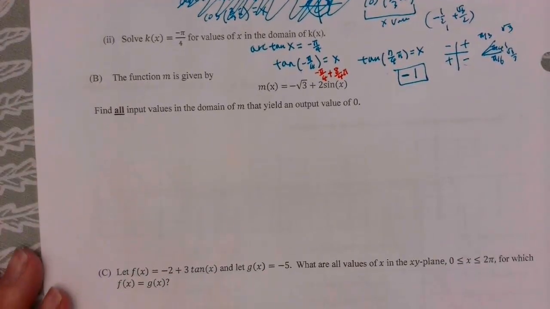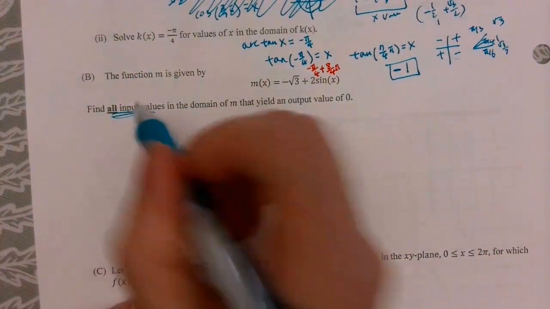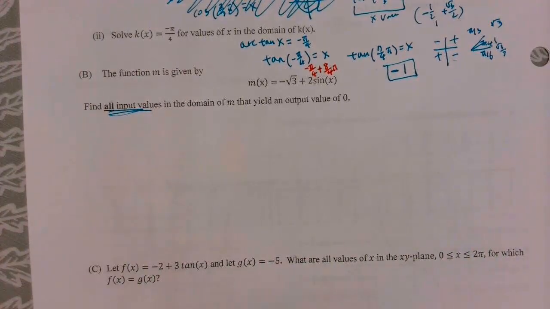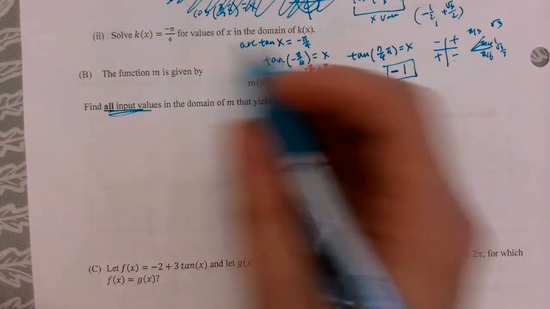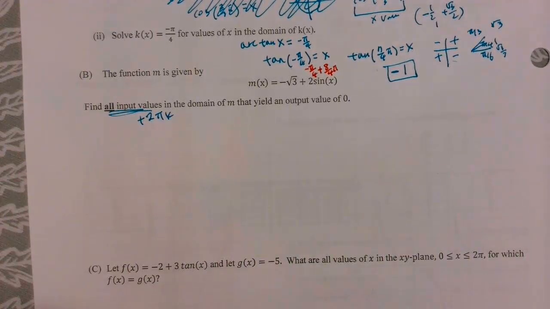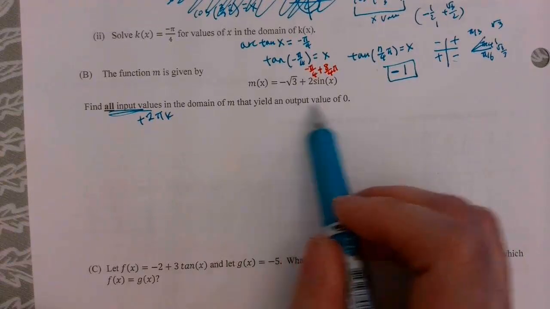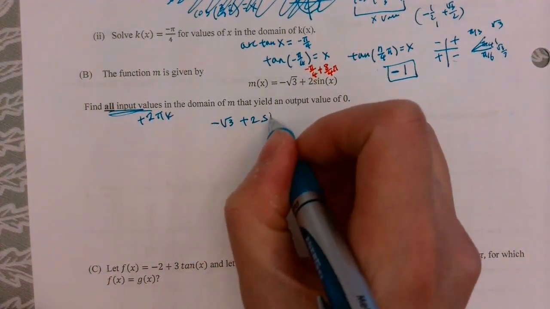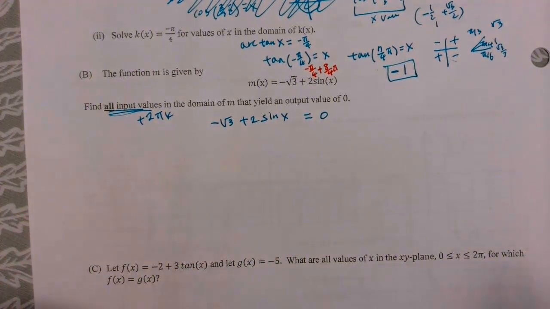Number 2, solving. Find all input values. As soon as I see that, I have to remember we're talking about infinite number of solutions. So, and it's a sine, I'm probably going to put plus 2 pi k so that I remember what I'm doing. Okay, so this is your m of x. I want that output to be 0. In other words, set your m of x equal to 0. Output is a y value, so the whole thing equal to 0.